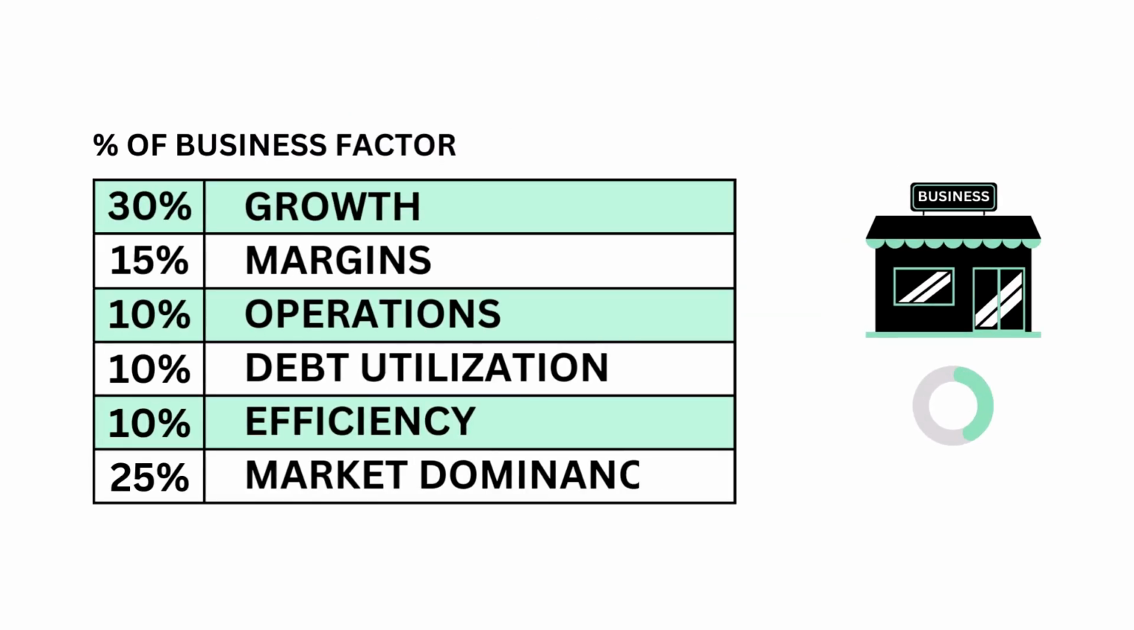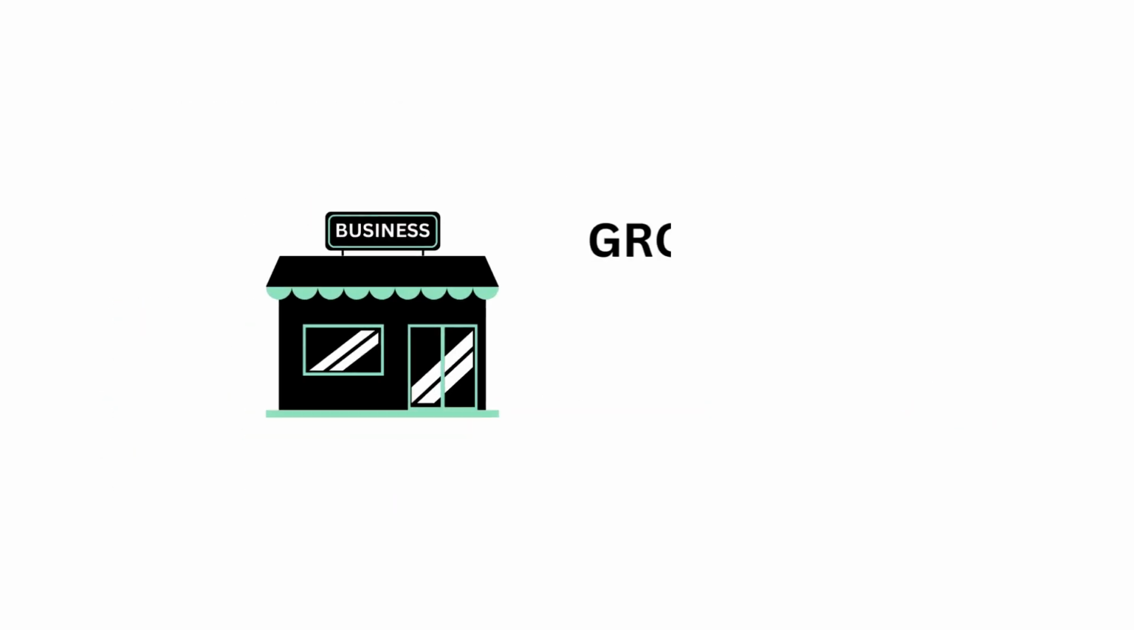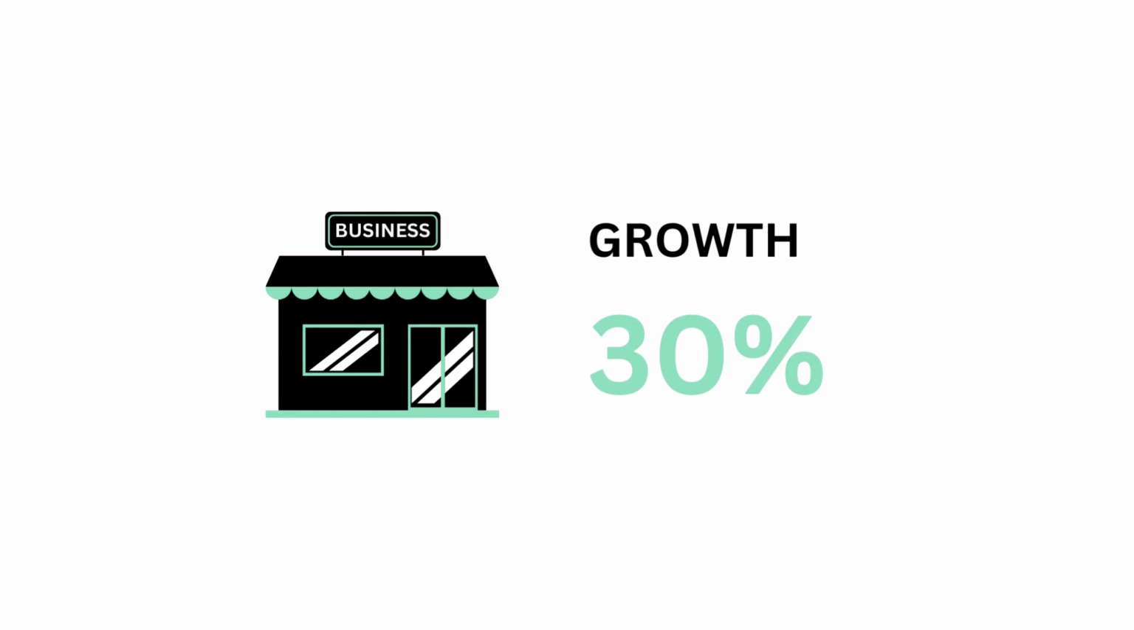There are 6 metrics that make up the business factor, from growth and efficiency to market dominance. Each are weighted based on importance to the business. First, growth, which accounts for 30% of the business factor.